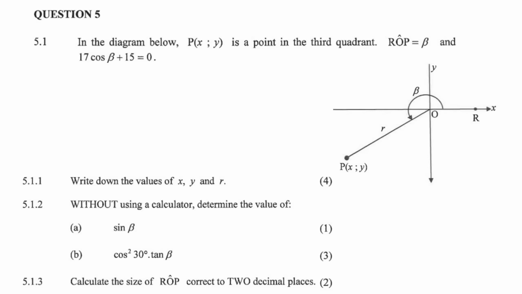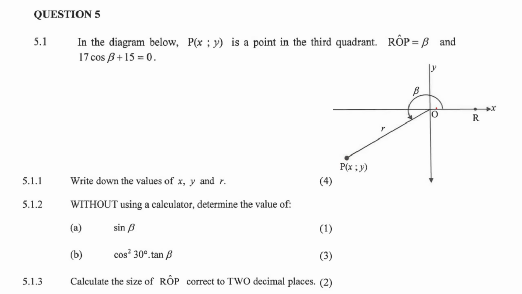In the diagram below, P is a point in the third quadrant. Then they give us this angle beta, and they tell us the following. Okay, so for 4 marks, write down the values of x, y, and r.